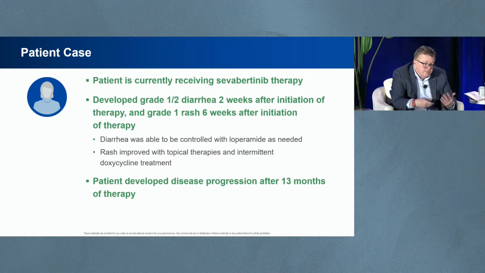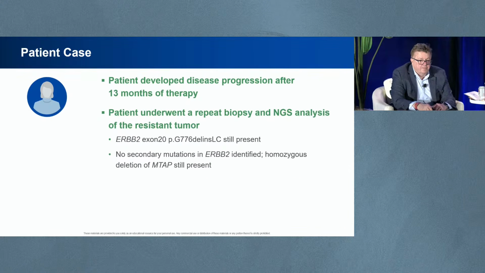So back to our patient, received cevabertinib, developed some side effects. The diarrhea was able to be controlled with loperamide as needed. Rash improved with topical therapies as well as intermittent doxycycline. But unfortunately, after 13 months of therapy, the patient developed disease progression.